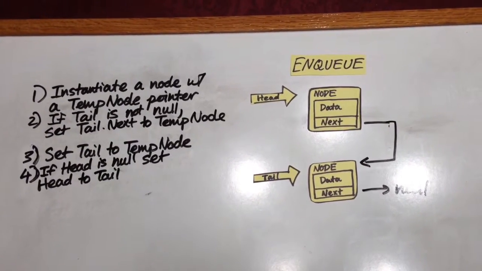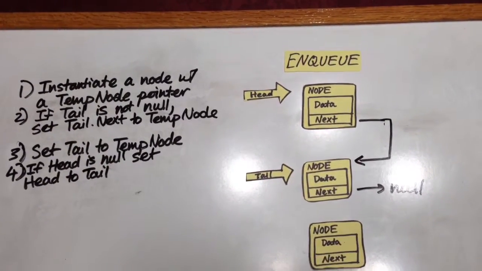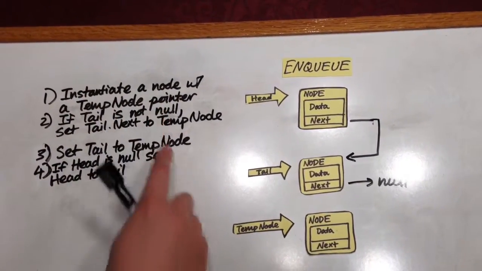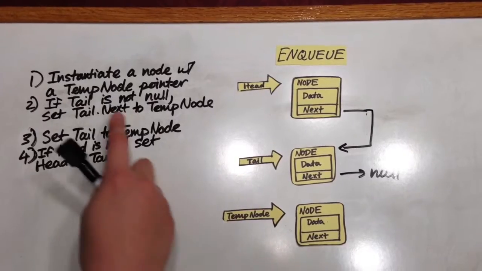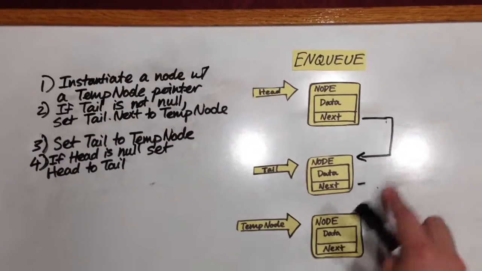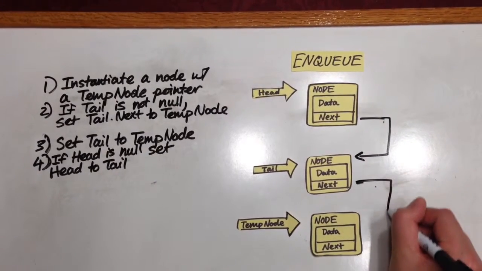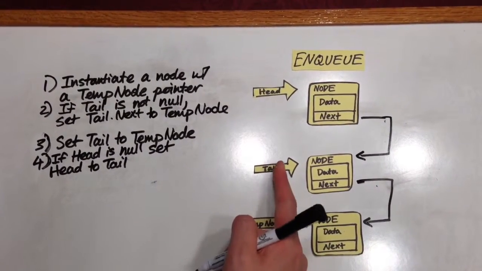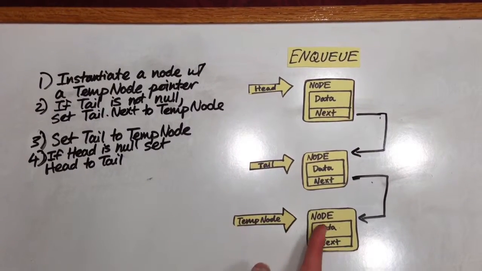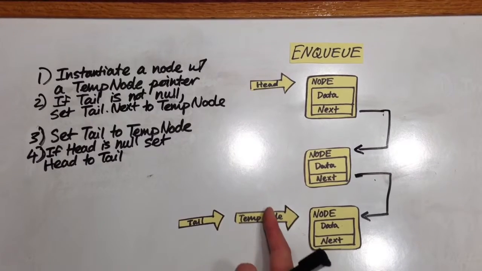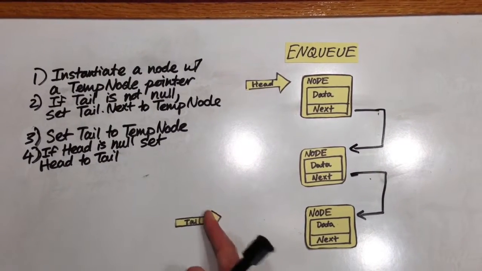So if we want to add another node, we're going to instantiate a node with a temp node pointer. And we're going to set tail.next to temp node. So we're going to link this node to the temp node. And then we set tail to temp node. And they're both pointing here, so we can disregard temp node.